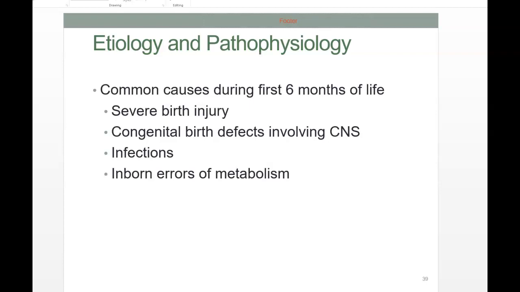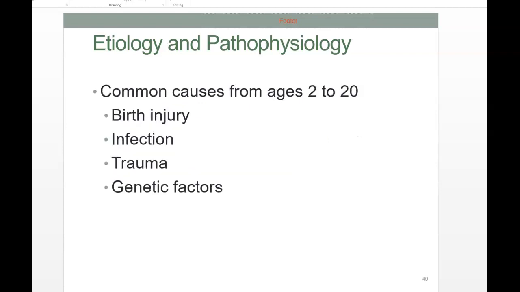Common causes of seizures. Etiology and pathophysiology: common causes during the first 6 months of life are related to severe birth injury, congenital birth defects that involve the central nervous system, infections, and inborn errors of metabolism. Common causes in people ages 2 to 20 are still related to birth injury, and can also be related to infection, trauma, or genetic factors.